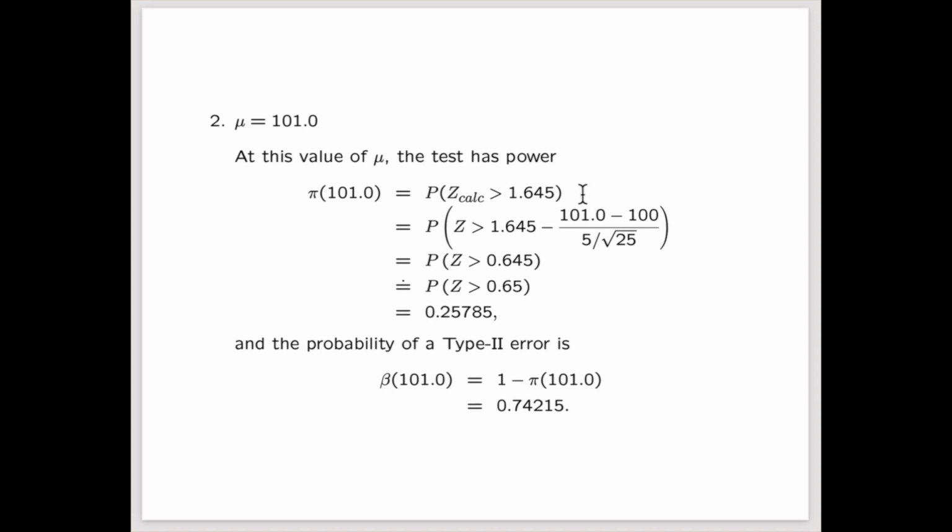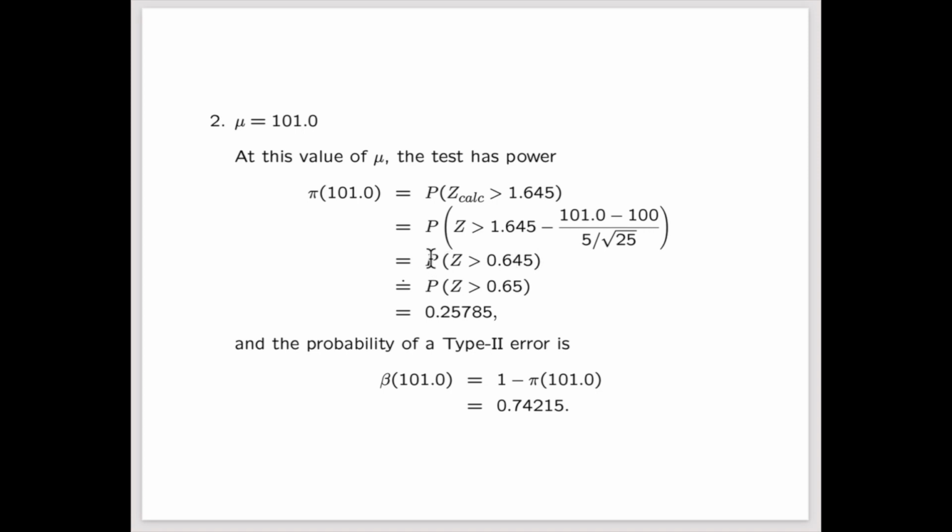Again, that is given by the probability that z-calc is greater than our critical point, 1.645. But that particular representation masks how this 101 participates. When we use this other representation, we see where it takes part. Now, when we calculate this quantity here, we get 0.645. And again, we're going to round that to 2 decimal places so that we can look it up in the table.